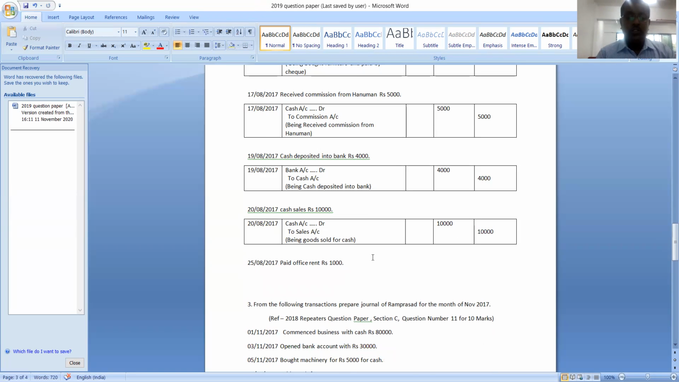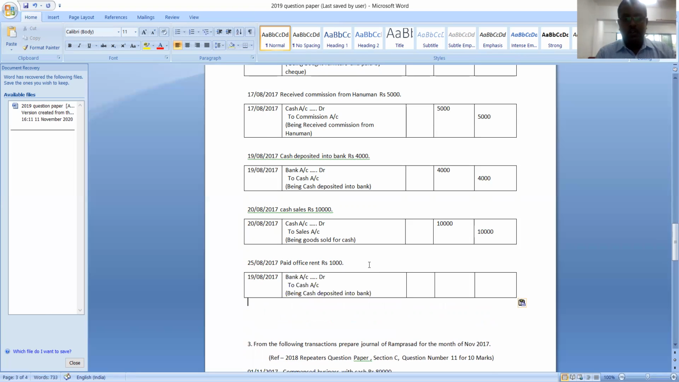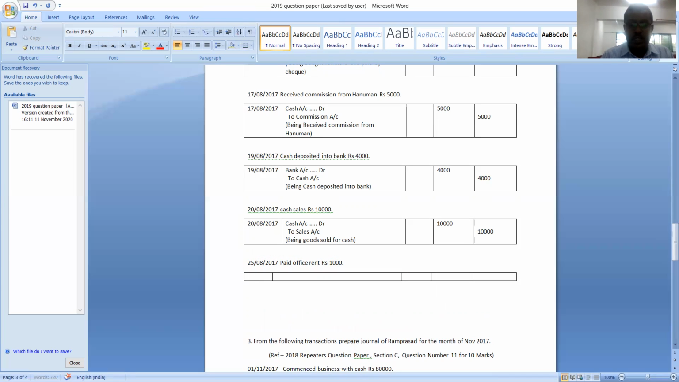Last transaction: paid office rent rupees 1,000. Which are the two accounts here? Paid indicates what? Cash. So one is rent account. You can write even office rent account, no issue. And another one is cash account.